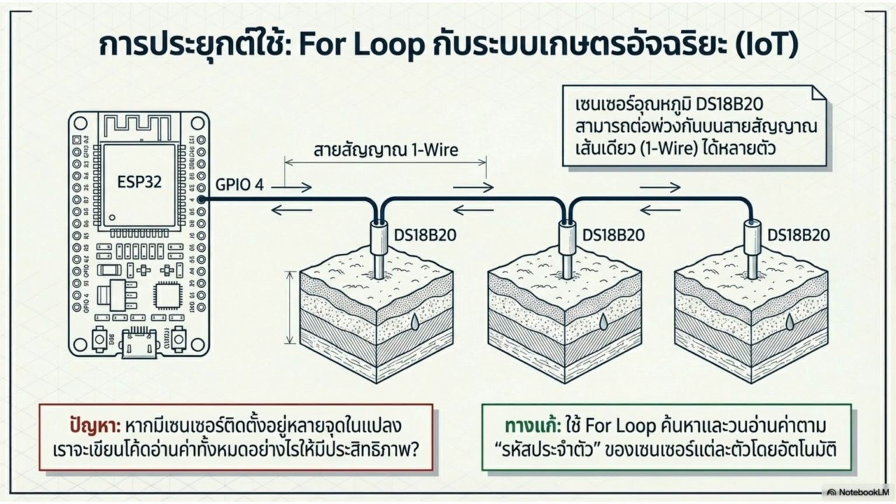For loops are useful in IoT, such as a smart farming system. We can connect multiple DS18B20 temperature sensors to a single ESP32 using a one-wire signal. A for loop efficiently reads and processes the unique ID of each sensor in the field.